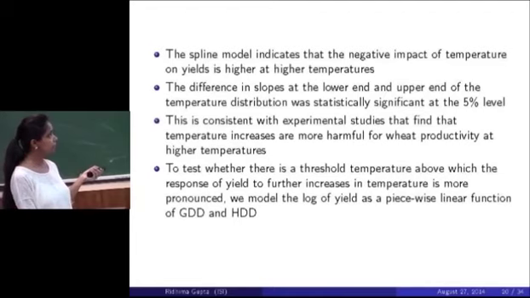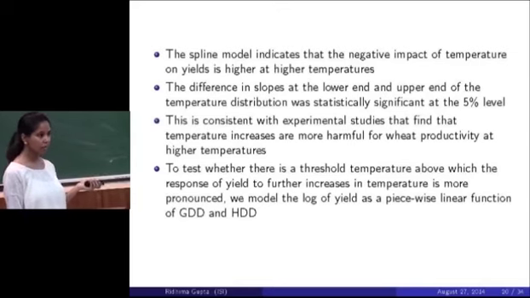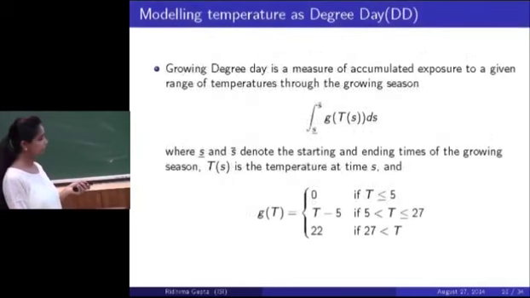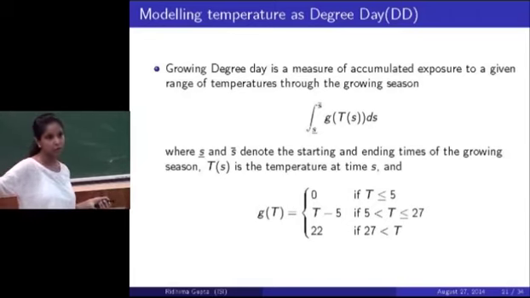And to test whether there's a threshold temperature above which the response of yields to further increases in temperature is more pronounced, we model the log of yield as a piecewise linear function of growing degree days and heating degree days. So what's a degree day? In the literature, growing degree day is a measure of accumulated exposure to a given range of temperatures throughout the growing season. Suppose on a given day temperature was 27 degrees Celsius, so that day contributes 22 growing degree days. For each day you calculate the growing degree days, and then you add up all those growing degree days over the growing season.